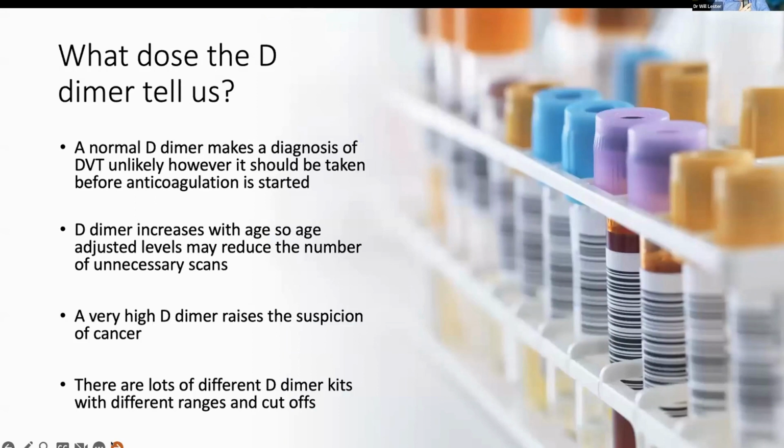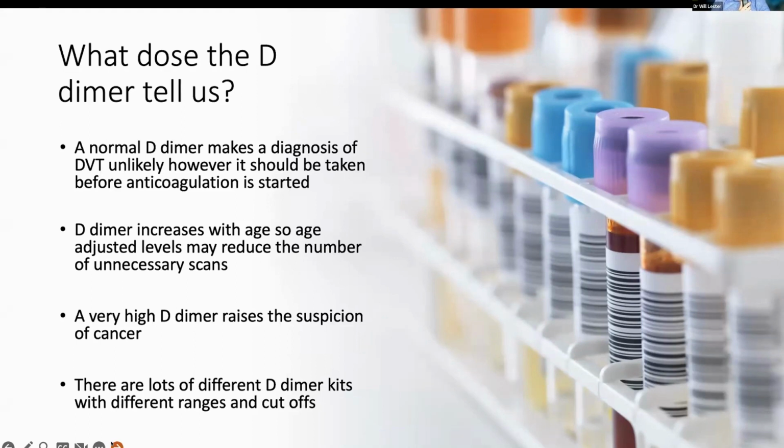So I'm just going to digress with a few other things that I want to mention before I finish. D-dimers, what does it tell us for diagnosis anyway? A normal D-dimer makes a diagnosis of DVT unlikely. However, you've got to take your D-dimer before you start anticoagulants. If you start anticoagulants, your D-dimer will immediately start to drop down. It's got a half-life of about 6 to 8 hours. If you take your D-dimer after you've started anticoagulation, you may get a falsely low result.